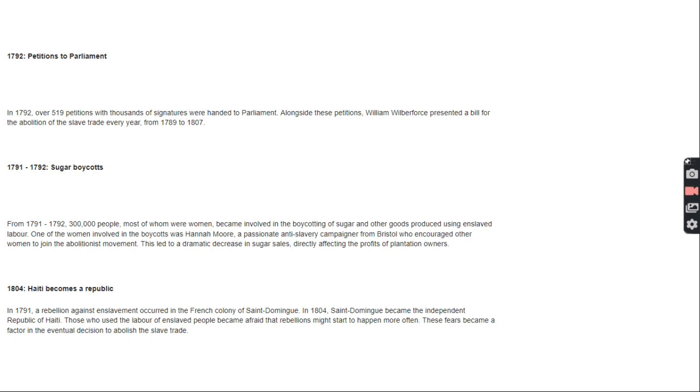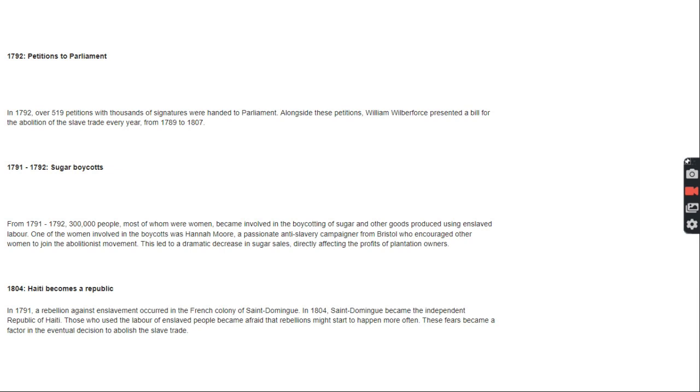1791 to 1792, sugar boycotts. From 1791 to 1792, 300,000 people, most of whom were women, became involved in the boycotting of sugar and other goods produced using enslaved labor. One of the women involved in the boycotts was Hannah More, a passionate anti-slavery campaigner from Bristol who encouraged other women to join the abolitionist movement. This led to a dramatic decrease in sugar sales, directly affecting the profits of plantation owners.